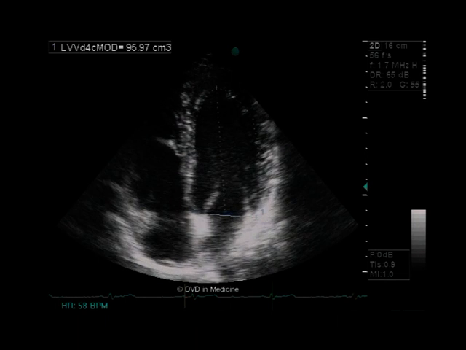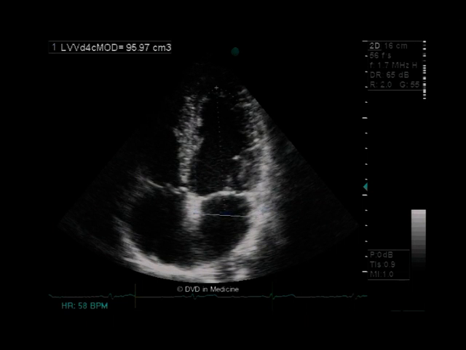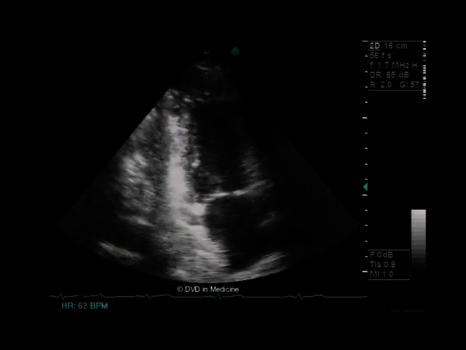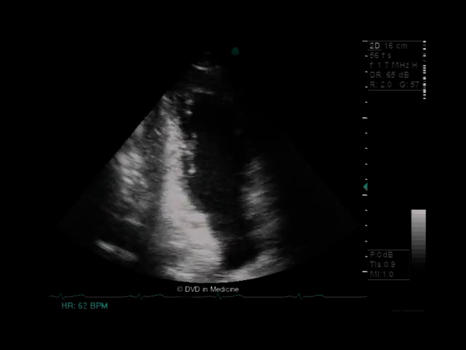One returns to the cineloop and finds minimal dimension of the left ventricle in systole. Again, after activating the appropriate program, one performs manual tracing of endocardial borders. One determines the long axis of the left ventricle in systole. One returns to two-dimensional mode and obtains a high-quality cineloop of apical two-chamber view.